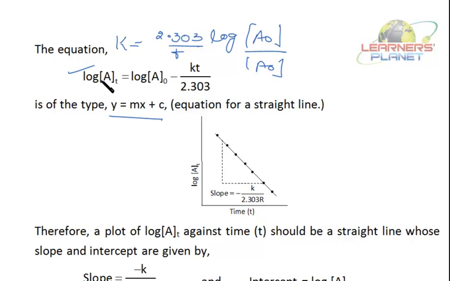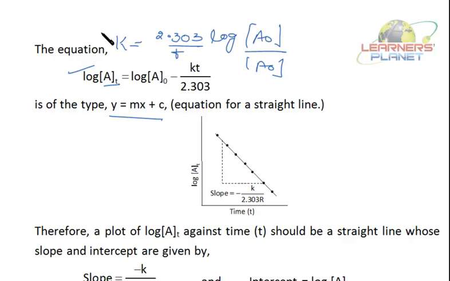That is, on the y-axis what is kept is log At, that is the concentration of the reactant at any time t. T is the time, and log A naught, A naught is what? It is the intercept, or C. A naught is the initial concentration of the reactant, and this can be calculated from this intercept. So then what will be the slope of the line? It will be minus of K by 2.303.